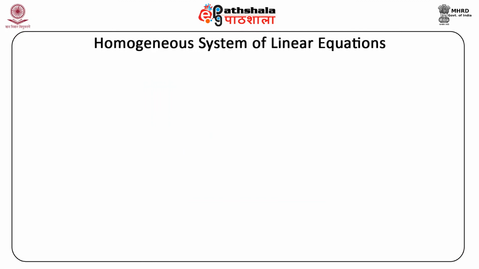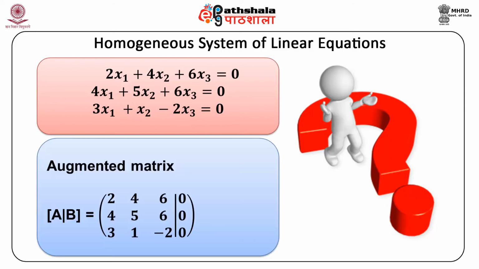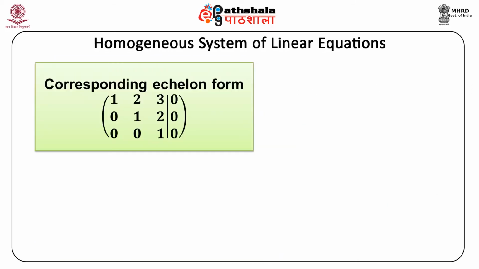Example 1, solve: 2x1 plus 4x2 plus 6x3 is equal to 0, 4x1 plus 5x2 plus 6x3 is equal to 0, 3x1 plus x2 minus 2x3 is equal to 0. Solution. Consider the augmented matrix: 2, 4, 6, 4, 5, 6, 3, 1, minus 2 divided by 0, 0, 0. Corresponding echelon form is 1, 2, 3, 0, 1, 2, 0, 0, 1 divided by 0, 0, 0.